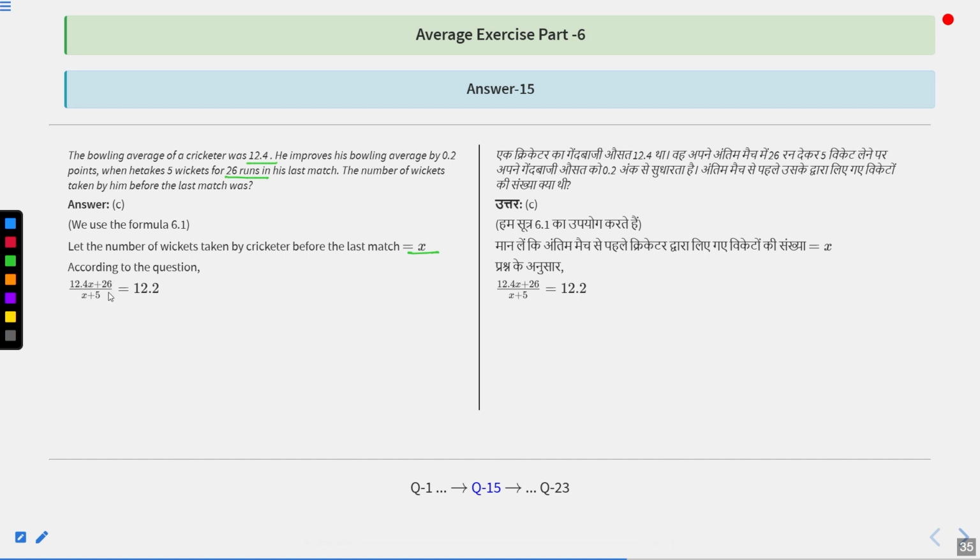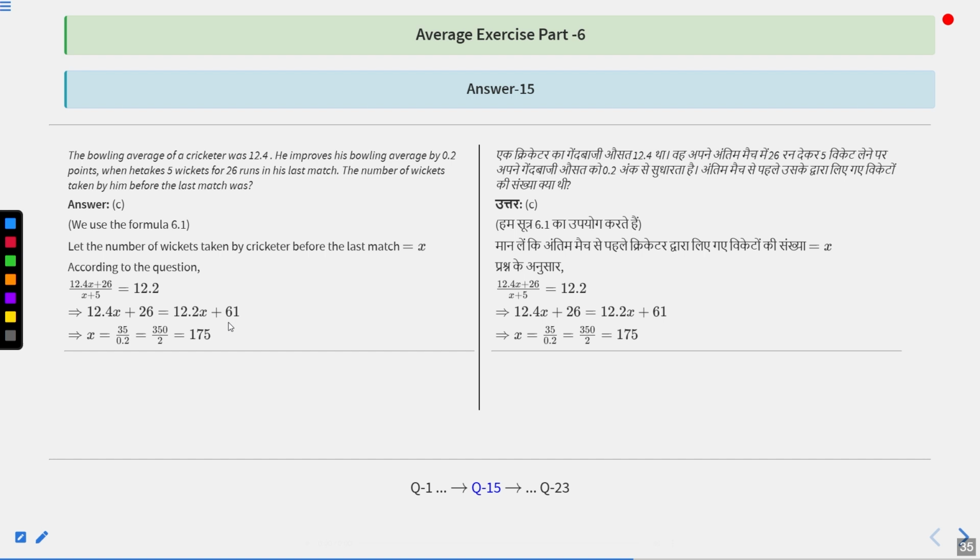This is the total run, divided by the total wickets, which is X plus 5. And the question says that the average will be improved by 0.2, so it will become 12.2. Clear? So when we calculate, we get the value of X, which is 175. So before the last match, he took a total of 175 wickets. C is the correct answer. Next one.